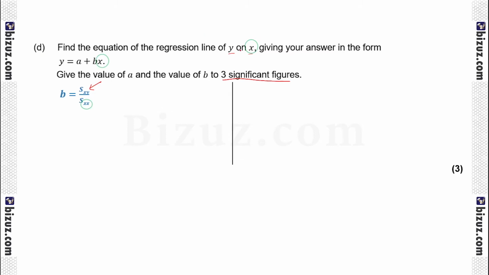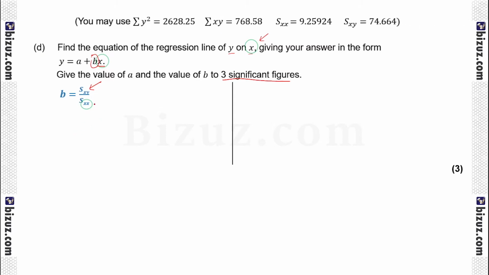Now, you could find this information from quite a few places. One thing is they said y on x, so the variable after 'on' is going to be here. Another way to find that is, in this equation, what is the variable adjacent to the b, together with the b? So here it's going to be x. It's going to be s sub xx because that's the independent variable.